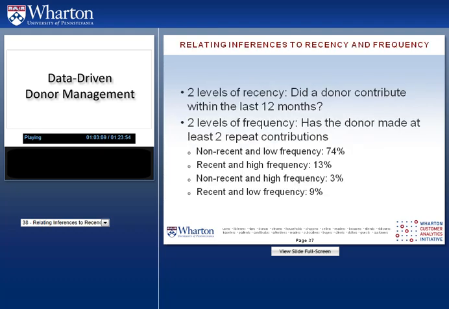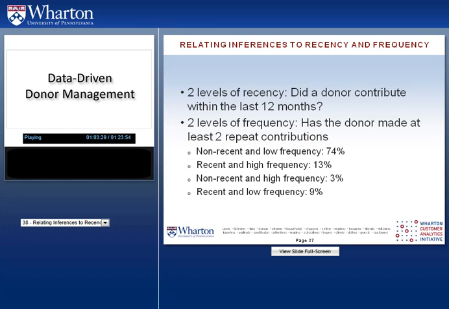So if we go into our particular sample of 4,000 donors and look at two levels of recency, have they made a contribution in the last year, and two levels of frequency, have they made multiple repeat contributions, that gives us 4 cells that we're going to be looking at.